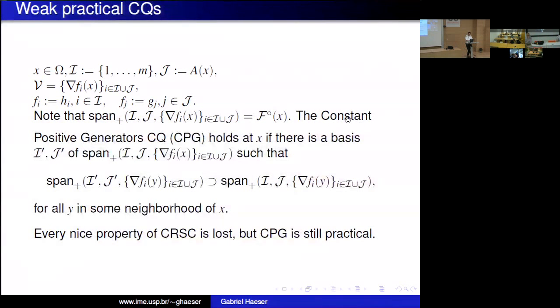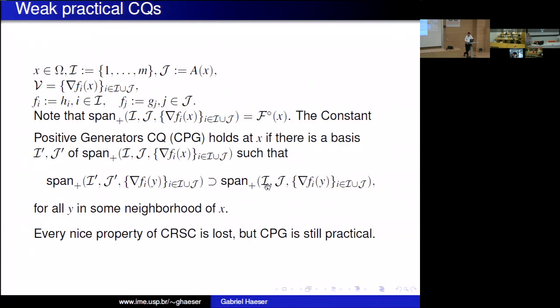So we say that this CPG holds, the constant positive generator CQ holds at this point X, if I'm able to find a basis, I prime J prime, of this set. You can always find one basis, but you should be able to find one particular basis with this property. If I look now at the point X, these sets are the same. You generate this set precisely with these other indexes of positive linearly independent vectors.